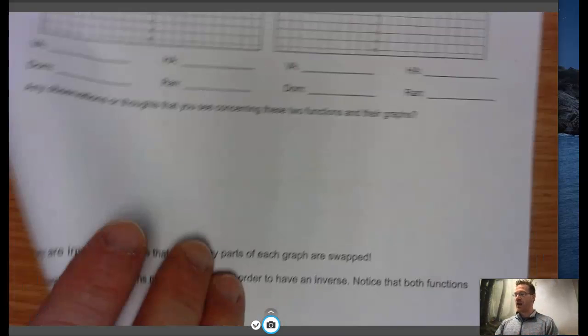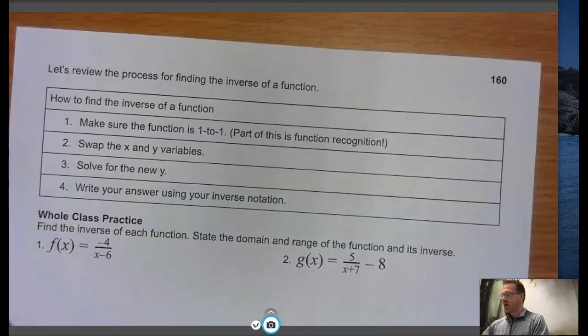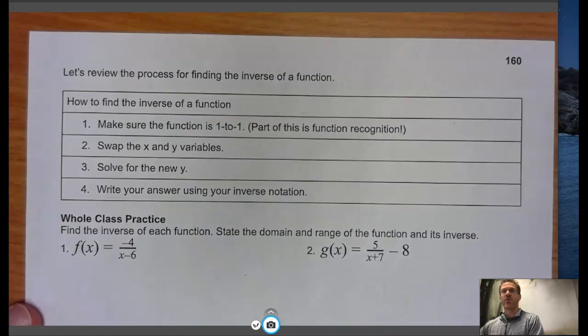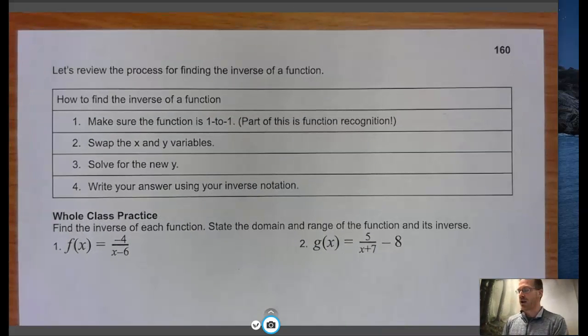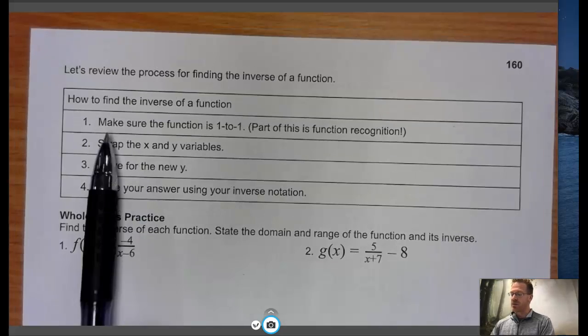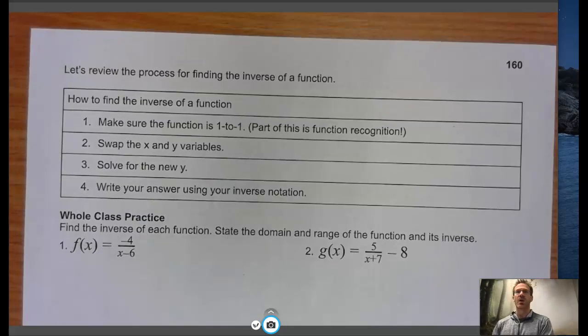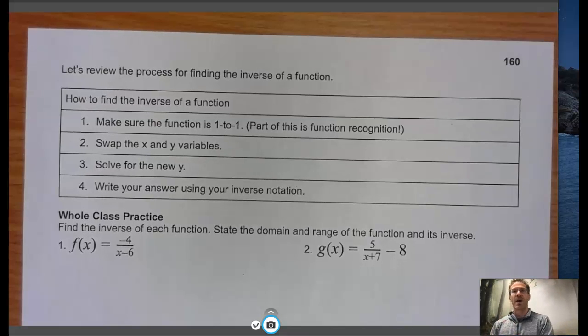Now, what we want to do, so let's flip the page, is that we want to be able to solve for the inverse of a function. In this case, we're going to specifically be solving for the inverse of our rational functions. So the first thing we want to do is make sure that it's 1-to-1. And the ones that we are going to give you will be 1-to-1, so that won't be too bad for you right now.